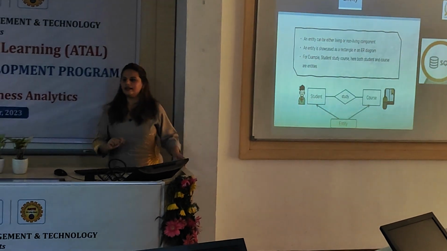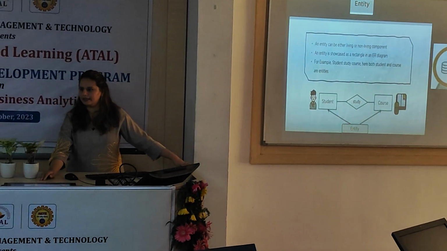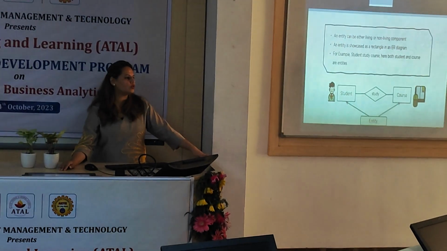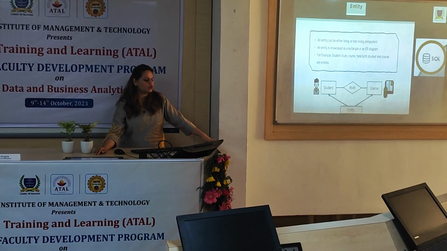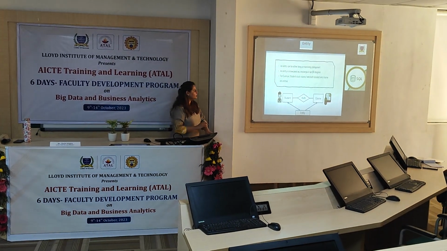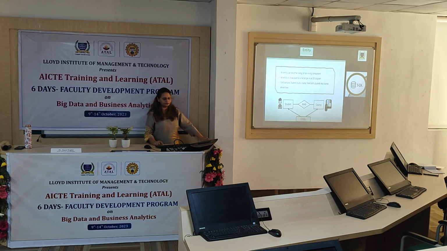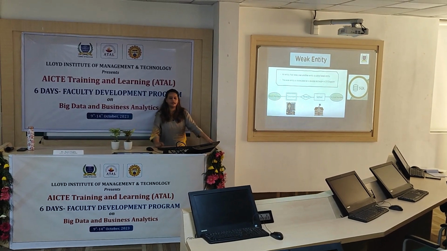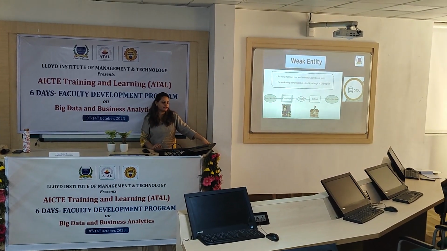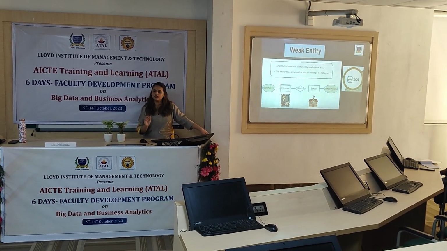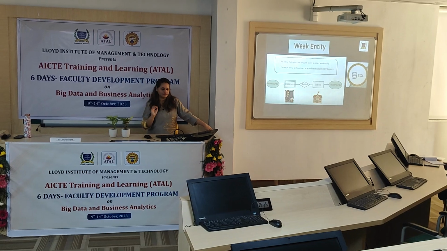So entity, I hope everybody understood, it's a table. It can be a living form, it can be a non-living form, and it is showcased in a rectangle form. So for example, student study course, and both student and course are the entities. So how it can be a weak entity? If you can see that we have classroom. Classroom is not having any particular, I'll say primary key, right?